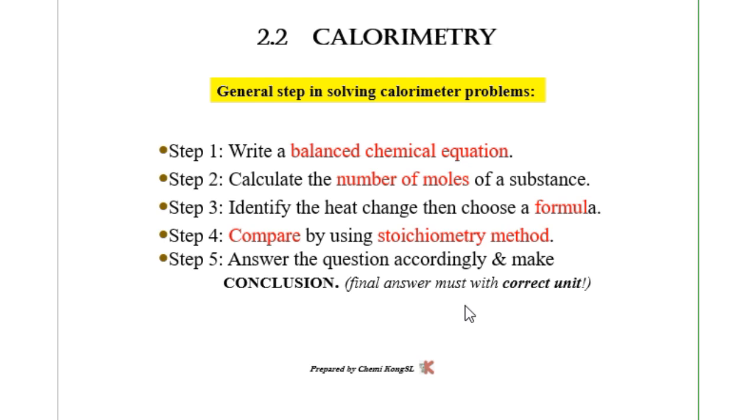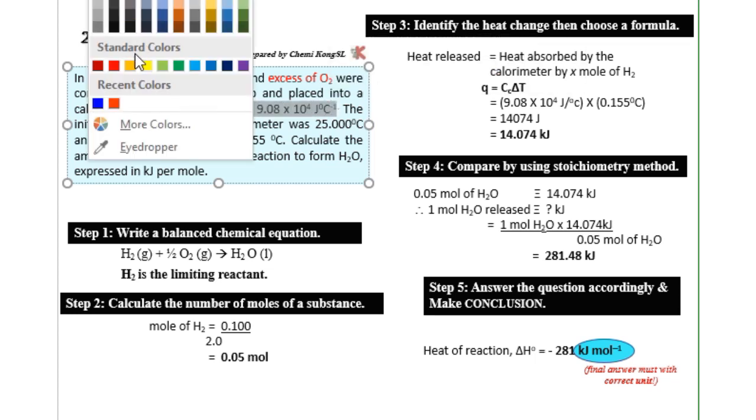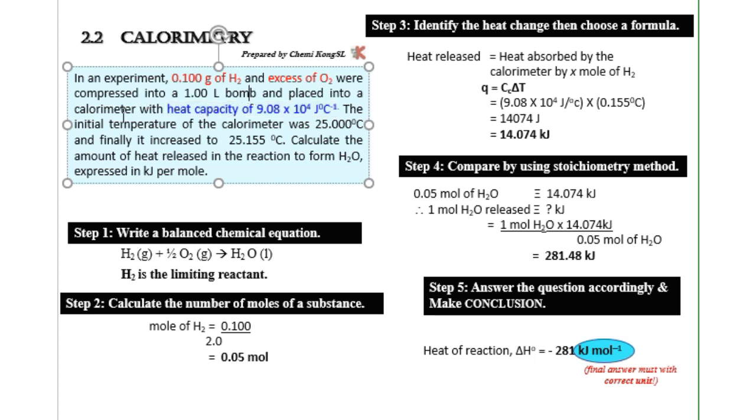So now we try a few examples. The first one: in an experiment, 0.1 mole of hydrogen reacts with excess oxygen, meaning that over here we do not need to determine the limiting reactant. Hydrogen is the limiting reactant, and the reaction is between hydrogen and oxygen to produce water. So step 1, write a balanced chemical equation. The gases are compressed into a 1 liter bomb and placed into a calorimeter with a given heat capacity, meaning that this is the heat capacity of the calorimeter.